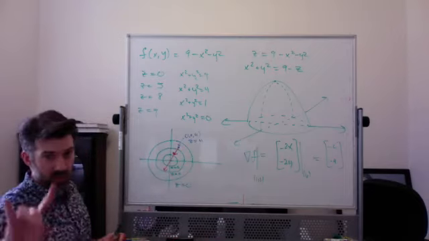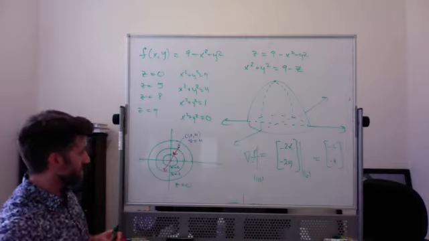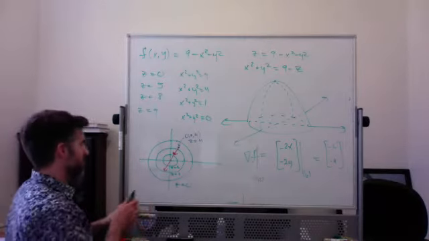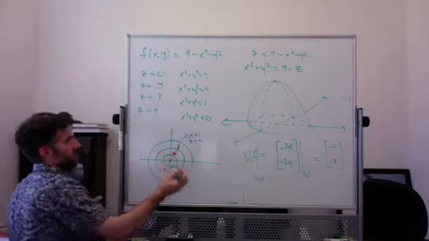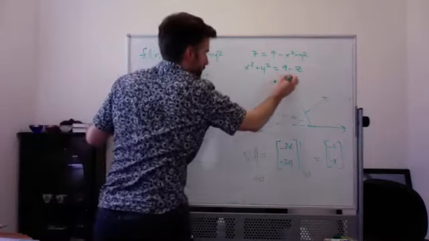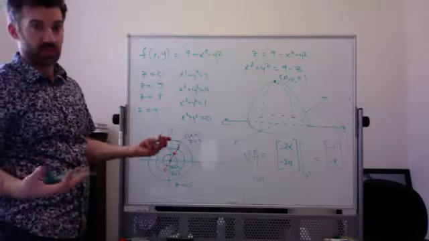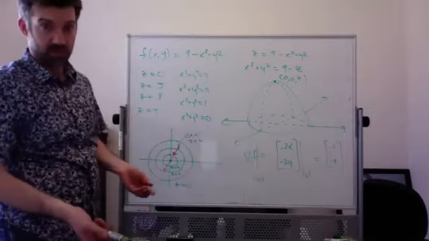But the point is two things. One, it is the direction of steepest descent, right? We're trying to get to the top of the hill, which is right here at the origin, the point 0, 0, 9, by crossing the different heights, the different z values, perpendicularly, which is crossing them as quickly as possible.